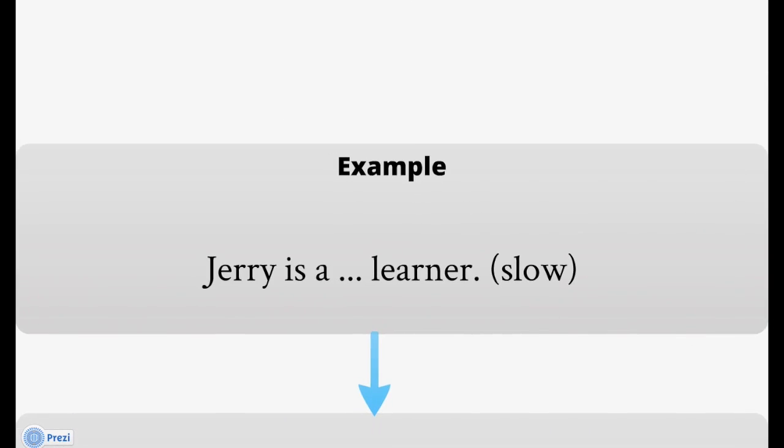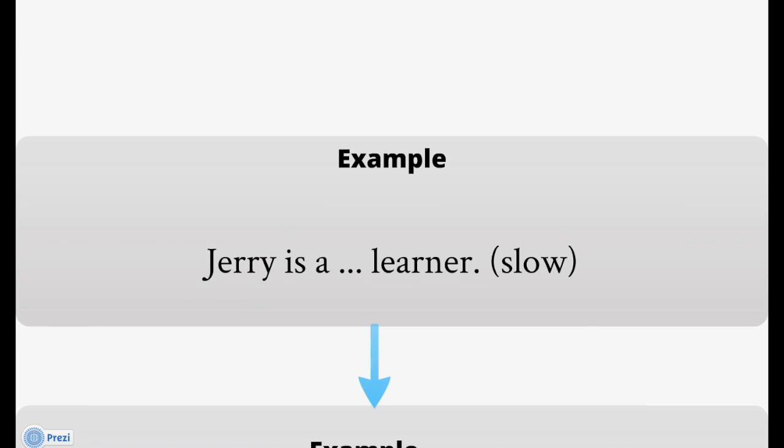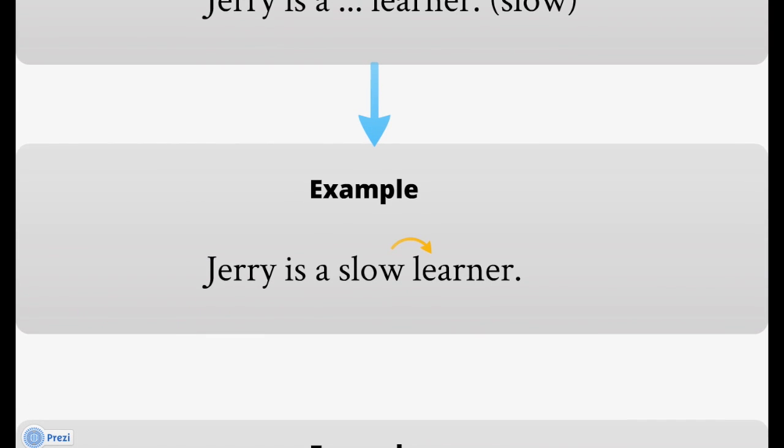Let's look at some examples. Jerry is a slow learner. Now, is slow an adjective or an adverb? Let's take a look. Slow says something about learner. Now, learner is a noun. That means that slow is an adjective, and with an adjective, nothing changes. So, Jerry is a slow learner is a perfect sentence.